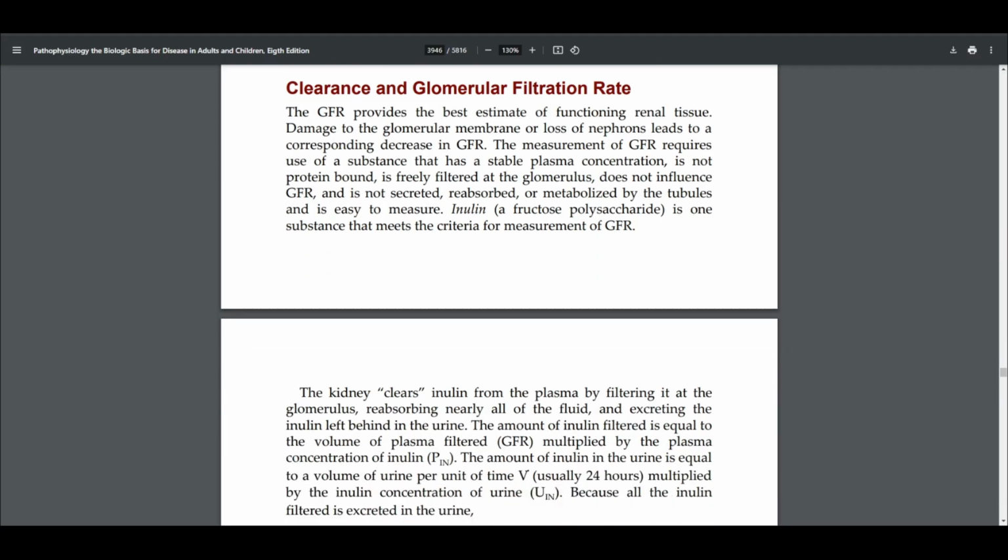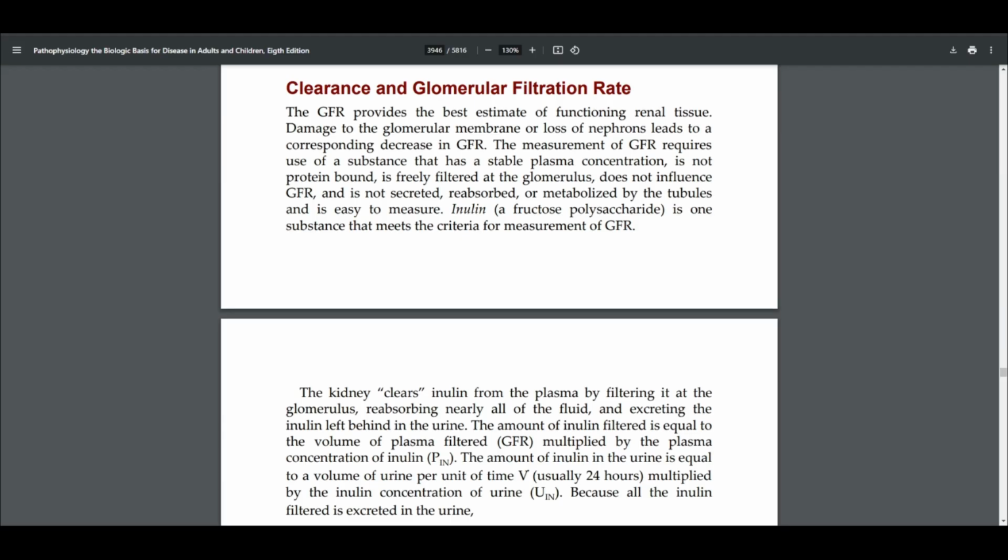Clearance and glomerular filtration rate. The GFR provides the best estimate of functioning renal tissue. Damage to the glomerular membrane or loss of nephrons leads to a corresponding decrease in GFR.